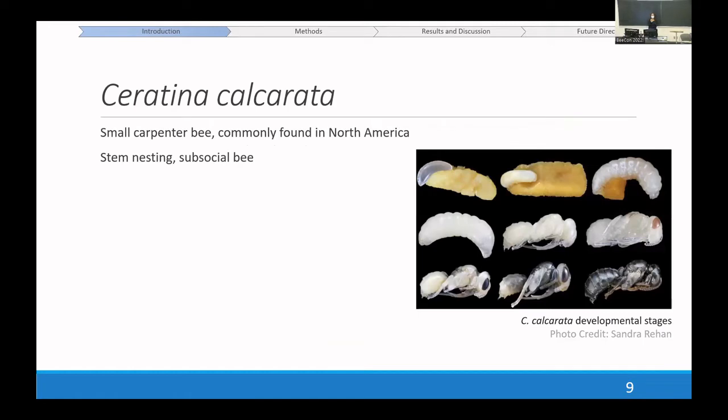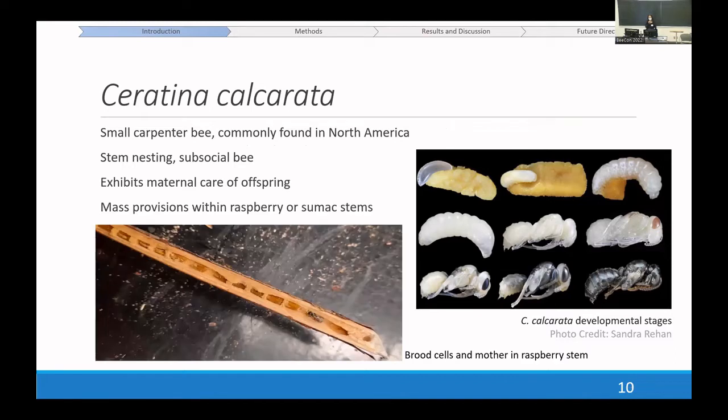Our study species is Ceratina calcarata. It is one of the small carpenter bees and commonly found in North America and particularly in this region of Ontario. It is a stem nesting bee and subsocial bee, which means that it exhibits maternal care of offspring. So each mother provides a pollen provision in each brood cell, laying an egg, and so that pollen ball will sustain that larva all the way through its development.